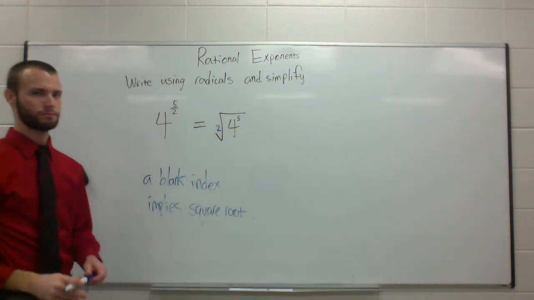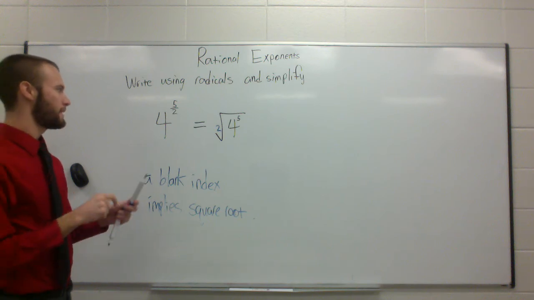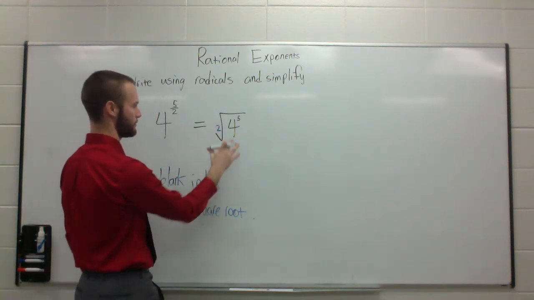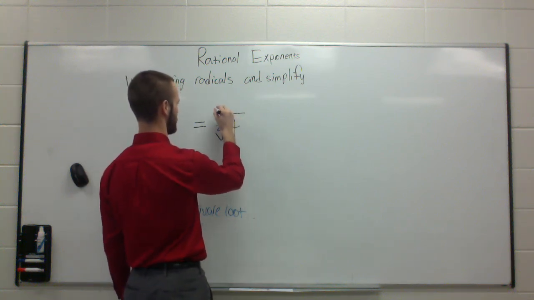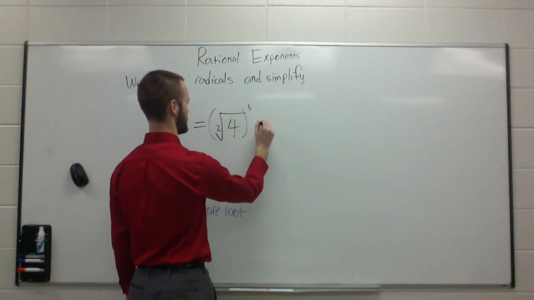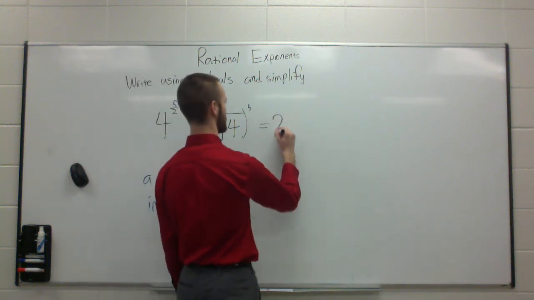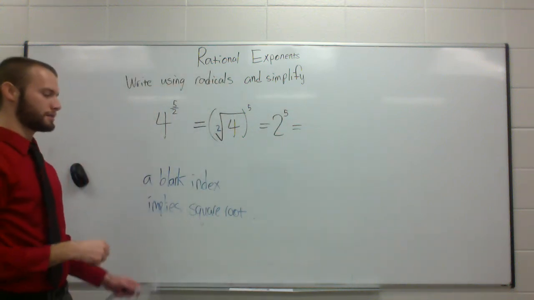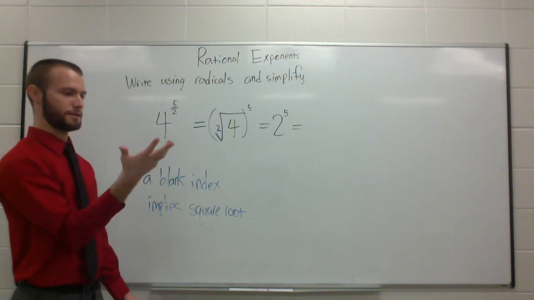It's not wrong, right? So this is another case where it's going to be a lot easier to, in fact, take the square root of 4 first. So I'm going to move my 5 out here. We definitely know the square root of 4, that's 2. So 2 to the 5th power. And 2 to the 5th power is 2, 4, 8, 16, 32.